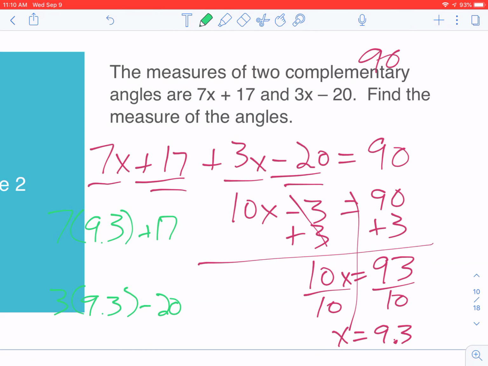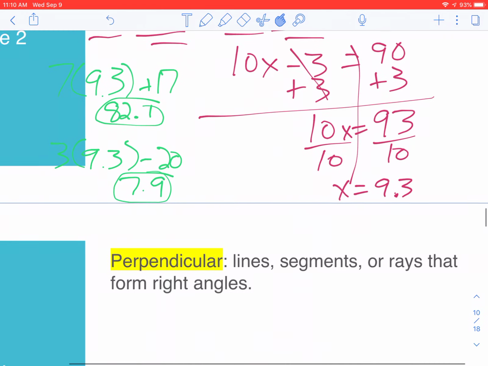I'm going to type them in my calculator. I don't like decimals with these. 7 times 9.3 equals plus 17 equals 82.1. And the other one is 3 times 9.3 equals minus 20 equals 7.9. If you add up 82.1 to 7.9, you get 90. Again, you're not going to see one like that on a quiz or a test.